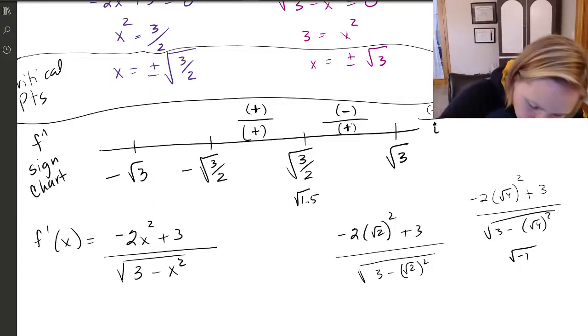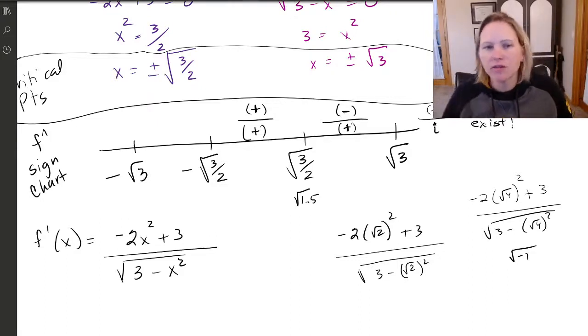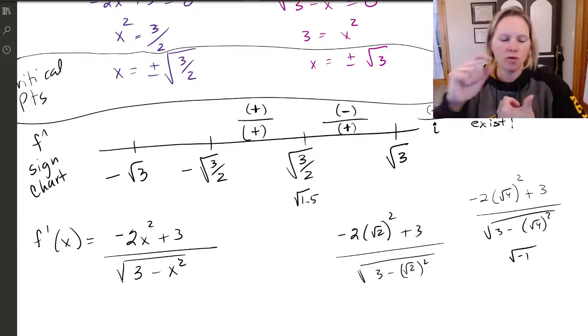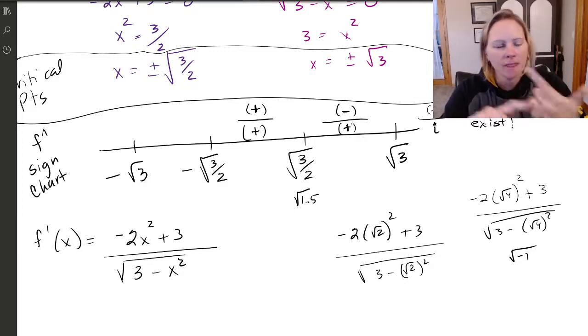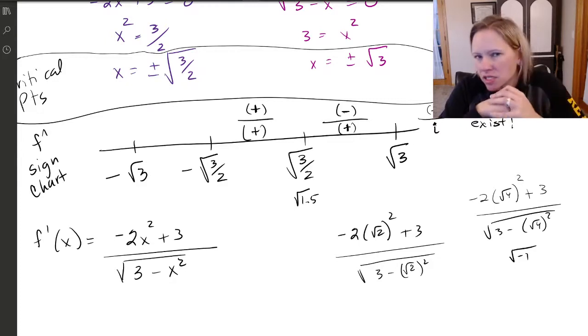Well, doesn't exist. Now, there's a couple explanations for this. If the derivative doesn't exist, that means we must have some sort of weirdness happening. So the derivative doesn't exist at corners, cusps, discontinuities, and vertical tangents. But it also doesn't exist if the function doesn't exist.